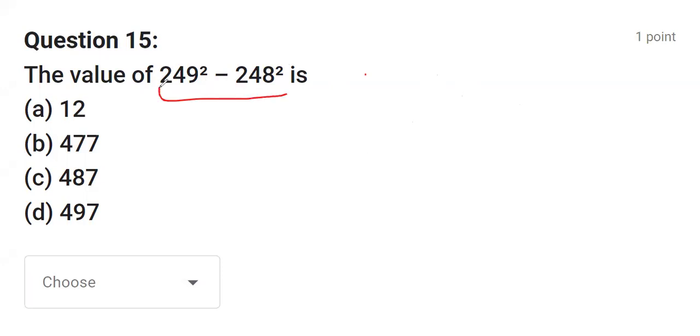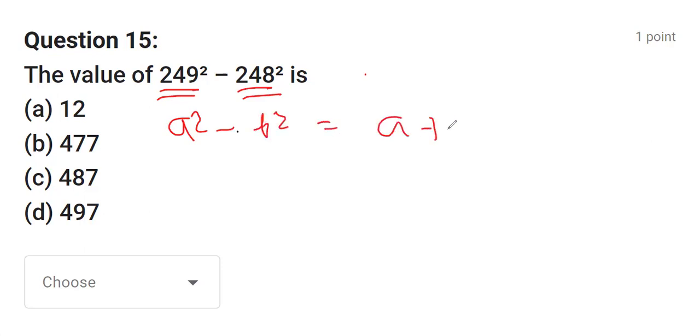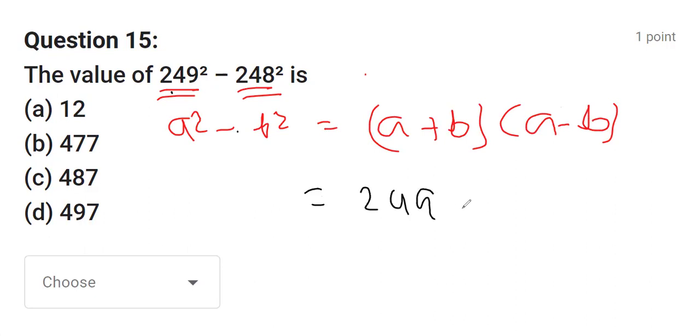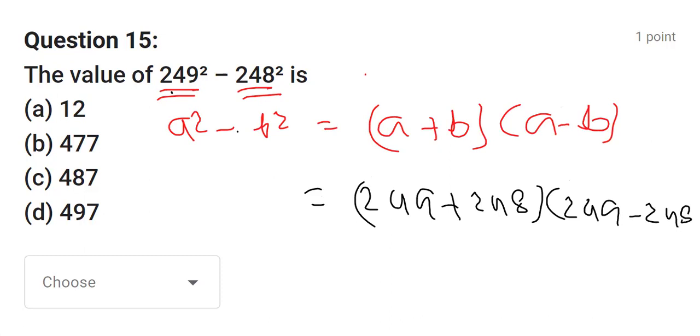Moreover, it will be very cumbersome if you go by this method of finding their square individually and subtracting. So what we can understand from here is that replacing this with a and this with b, we are actually getting a square minus b square, which can be split as a plus b into a minus b using the third identity. Now, I can say that 249 square minus 248 square can be written as 249 plus 248 and then 249 minus 248.